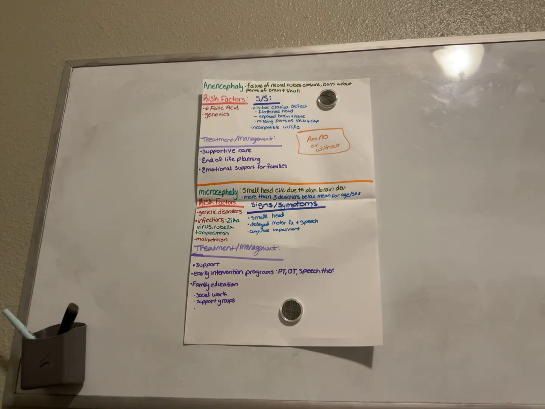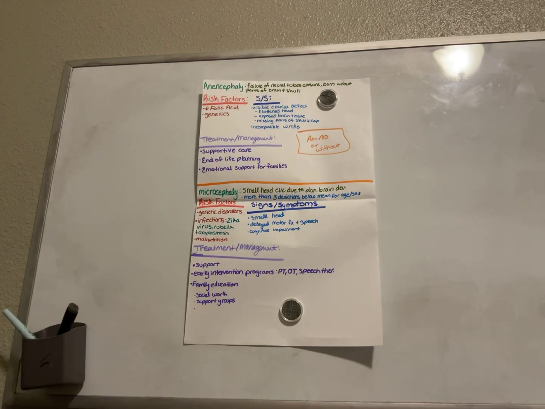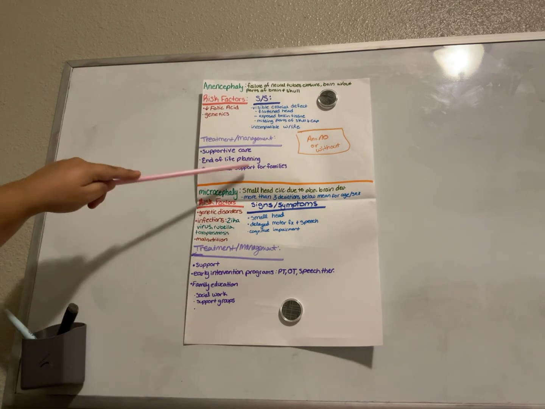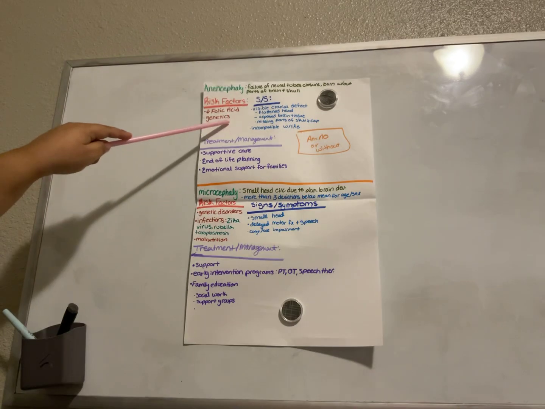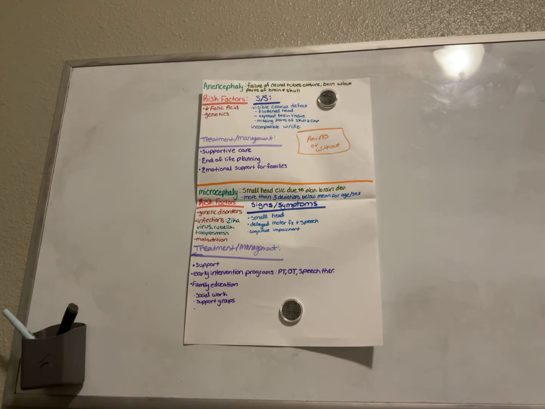So your treatment and management is going to be supportive care, end-of-life planning, and emotional support for families. You want to be able to give them their space, but also be there when they need it, and allow them to cherish their child. Because they can't live with that.